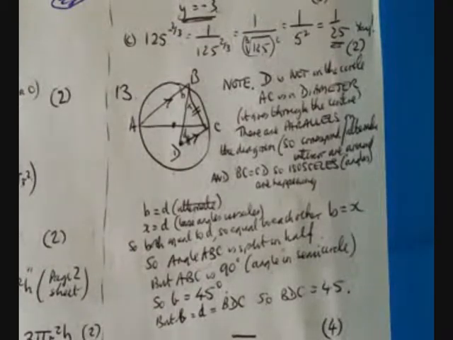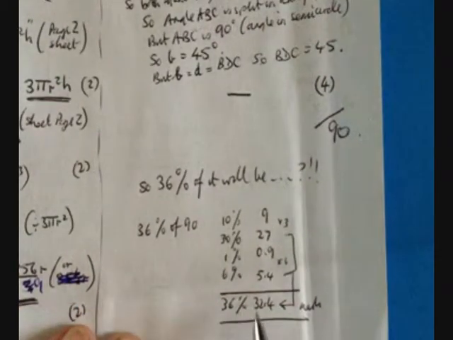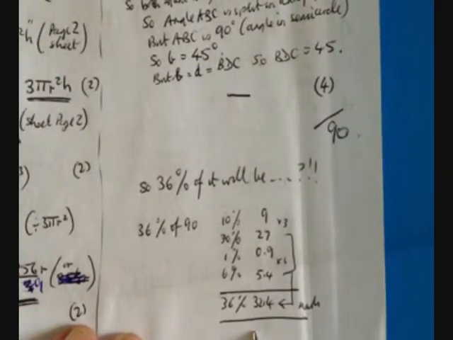Add your marks up, add a 90, and see how you get. 36%, our magic number, will be, well, there it is, look if you haven't seen it, 36% is about 32 marks. So see how you got on.